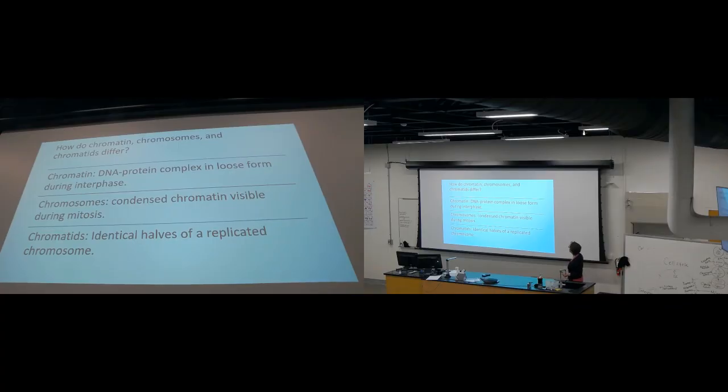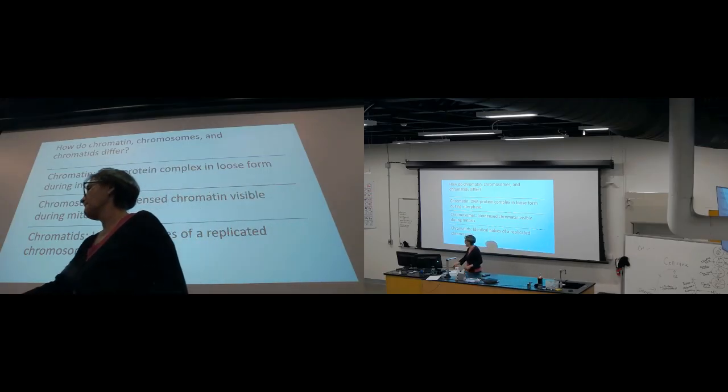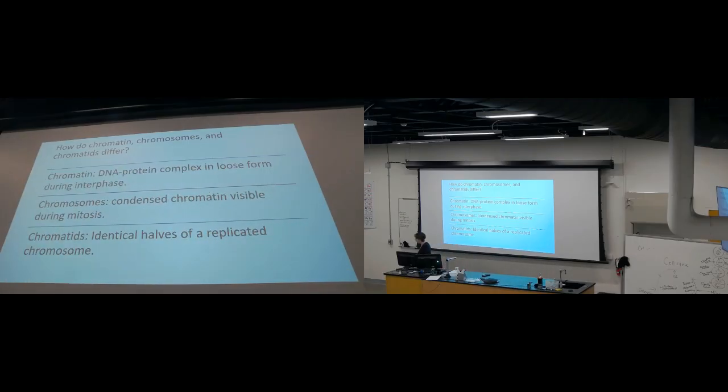So what is the difference between chromatin, chromosomes, and chromatids? Chromatin is the DNA plus the histone proteins, and this chromatin is loose during interphase. Chromosomes are condensed chromatin that is visible during mitosis, and the chromatids are basically half of these chromosomes, a replicated chromosome. So you have two sister chromatids in each chromosome, and then you pull them apart during mitosis.